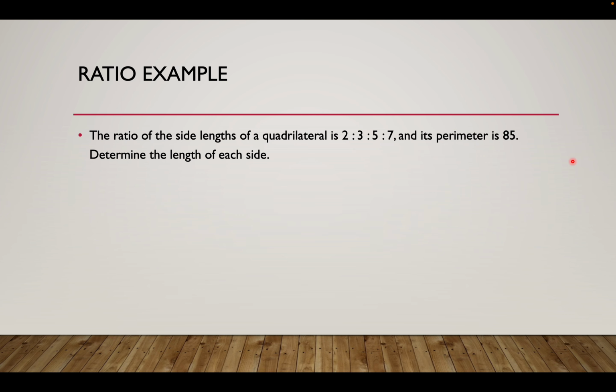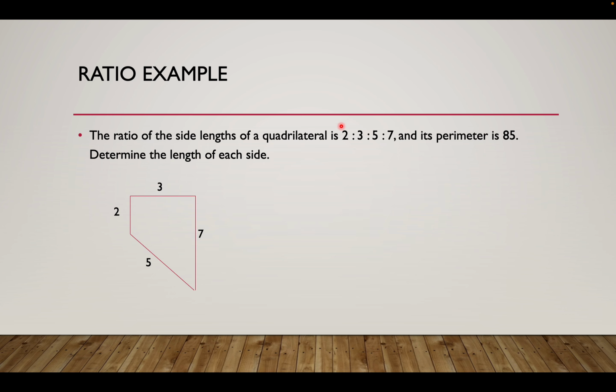The ratio of the side lengths of a quadrilateral is 2, 3, 5, 7, and its perimeter is 85. Determine the length of each side. A quadrilateral is a 4-sided figure, which tells me that the ratio of the side lengths is 2, 3, 5, and 7. Now, if I add those 4 numbers up, I'm not going to get 85. But that's what we need when we find the perimeter.